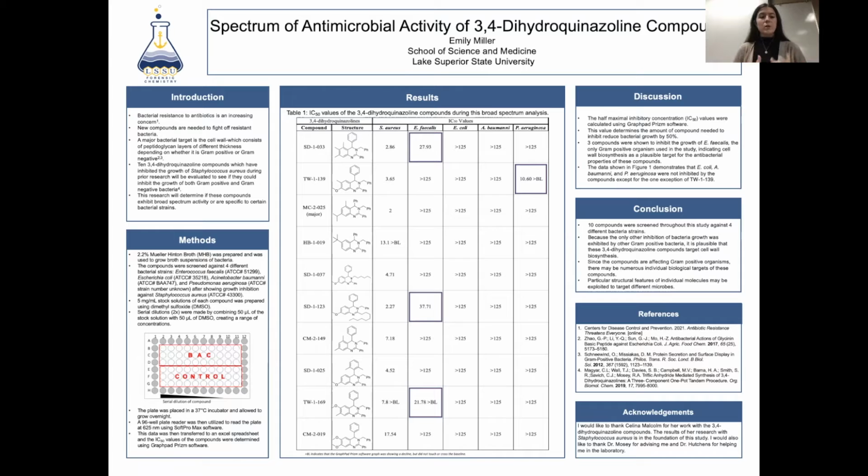which consists of peptidoglycan layers of different thicknesses, depending on whether it is gram-positive or gram-negative. Ten 3,4-dihydroquinazolone compounds, which have inhibited the growth of Staphylococcus aureus during prior research, will be evaluated during this study to see if they could inhibit the growth of both gram-positive and gram-negative bacteria. This research will determine if these compounds exhibit broad-spectrum activity or are specific to certain bacterial strains.